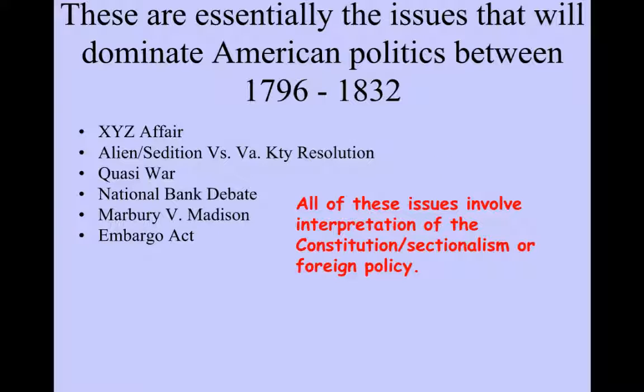The Embargo Act. When we talk about this trial, one of the things we're interested in is how other presidents deal with these issues. The issue, of course, is impressment. With impressment, American sailors are being hijacked at sea. So we know how John Adams handles it. How does Jefferson handle it?